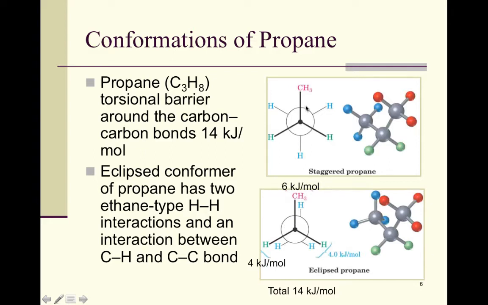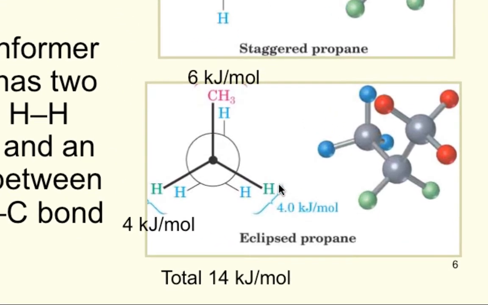When we have the staggered conformation, this form here, we can see that everything is away from each other as far as possible. But when we look at the Newman projection of the eclipsed, let's look at the bottom here, these two hydrogens cost 4.0 kilojoules per mole. On the left-hand side, we have another 2 hydrogens interacting with each other. That costs an additional 4 kilojoules per mole. And then we have a CH3 interacting with a hydrogen, and that costs 6 kilojoules per mole, for a total of 14 kilojoules per mole.